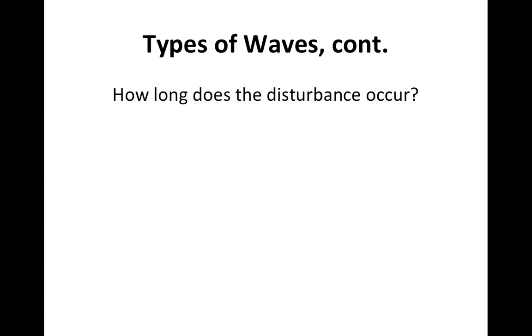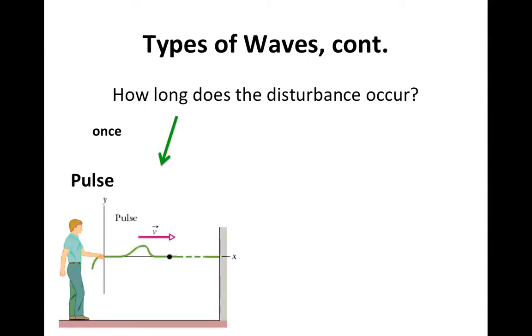So the third category, so far we have mechanical and electromagnetic, longitudinal and transverse, and so our third category is, how long does this disturbance occur? If the disturbance only occurs once, like you throw a rock in a pond, that's called a pulse wave, where you just have one single pulse travel through. So this guy creates a small pulse in a rope attached to a wall. It's not occurring over and over. It just occurs once.